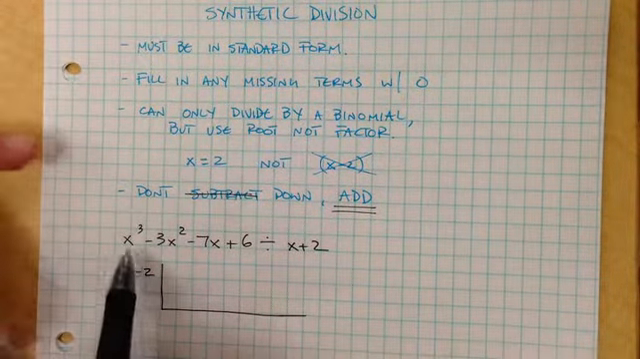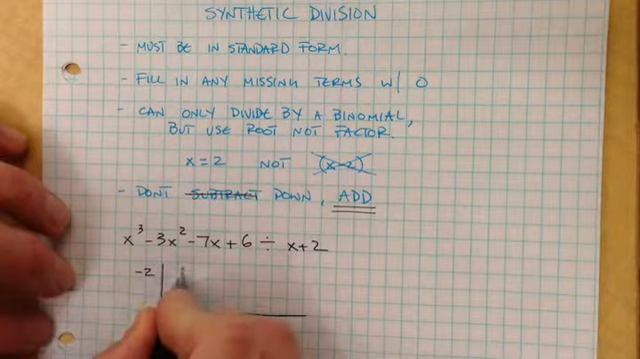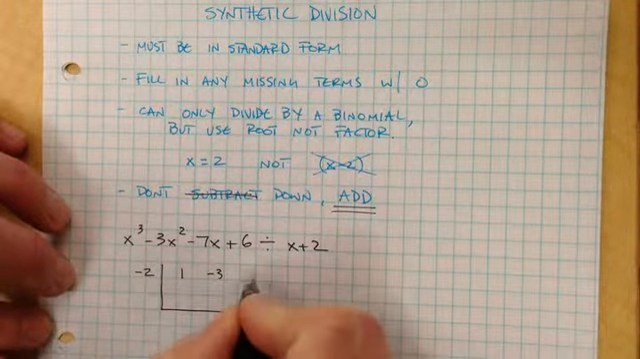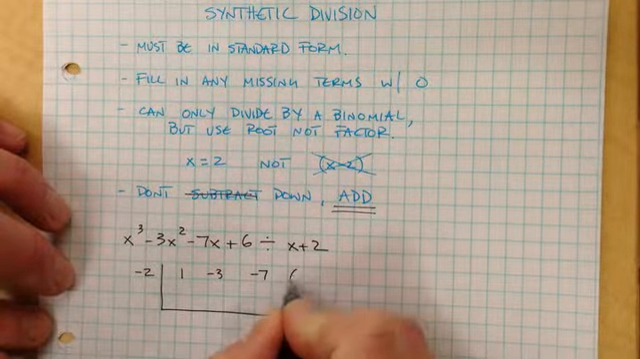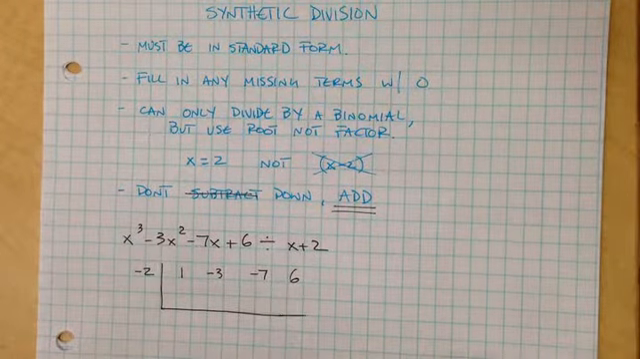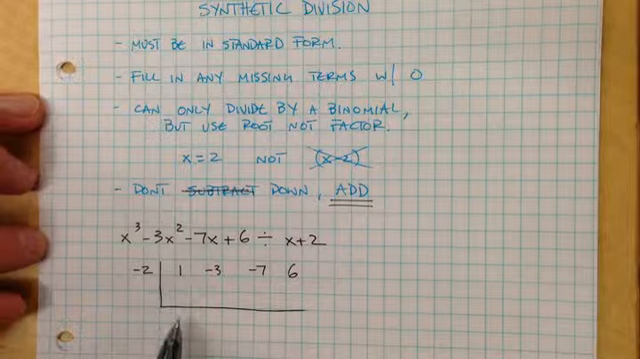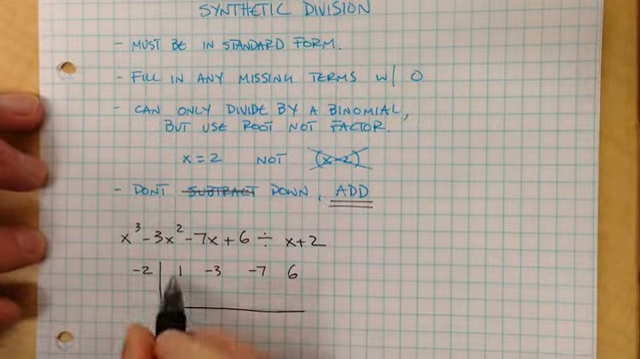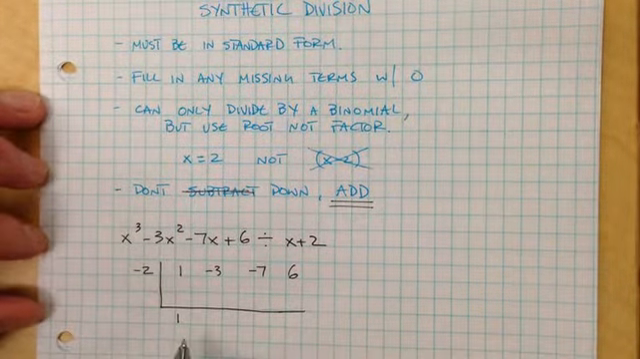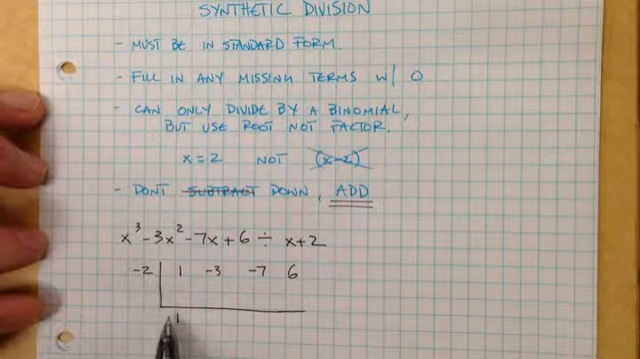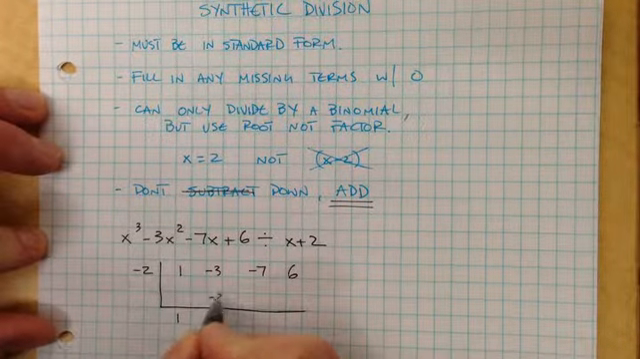Okay, so I'm going to take these coefficients. I have 1, I have negative 3, I have negative 7, and I have a positive 6. The way that you start this off for synthetic division, you are going to bring your first term straight on down right there. So that 1 comes directly down. Then it becomes a multiplication problem. Negative 2 times 1 is negative 2.